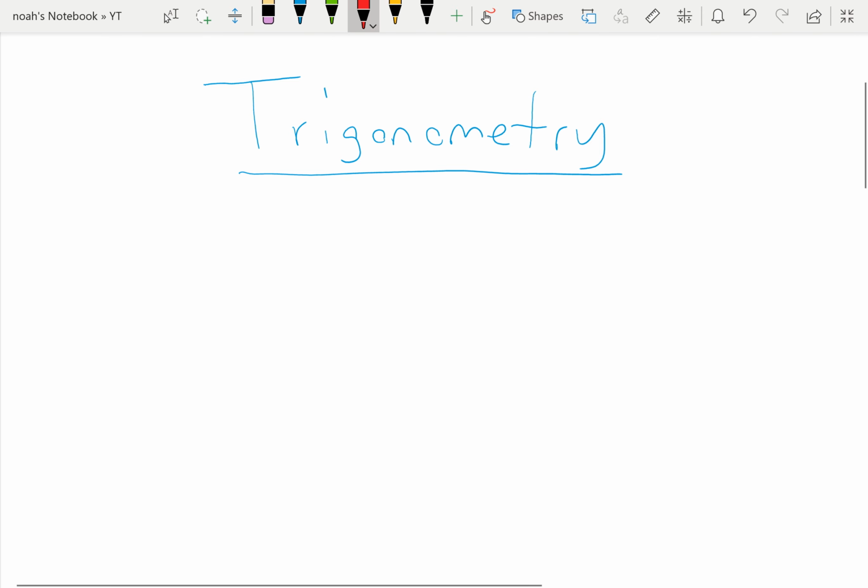Trigonometry is the study of triangles. What do we know so far? We know that the sum of angles in a triangle is equal to 180 degrees. Number 2 is Pythagorean theorem: a squared plus b squared is equal to c squared.